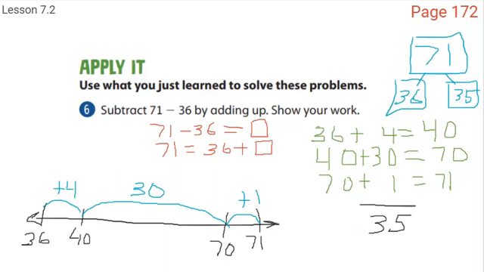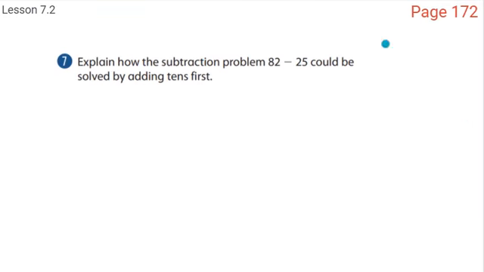All right, let's move on to the next problem, page 172. It says here, explain how the subtraction problem 82 minus 25 could be solved by adding tens first. Take a moment, pause the video, and I want you to work on this.